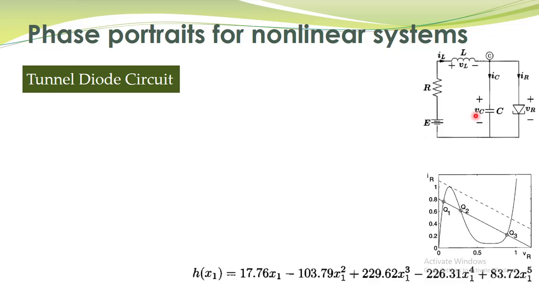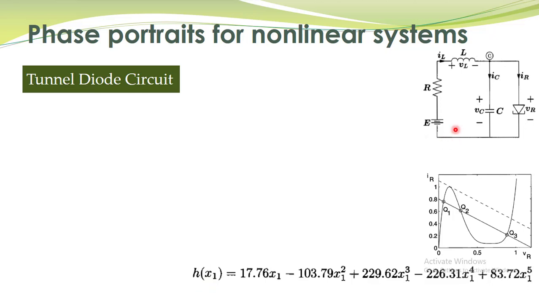So Vc, which is also the voltage across this tunnel diode, is one state. We named it x1, and the current through this diode is a function of the voltage across it, given by this relation. There is a nonlinear relation between the voltage across the diode and the current flowing; h(x) is the current flowing through that diode.